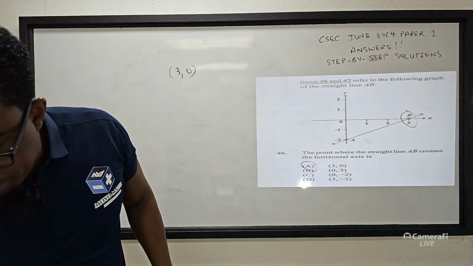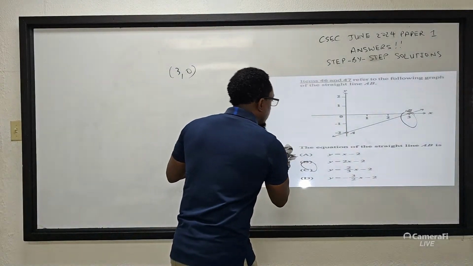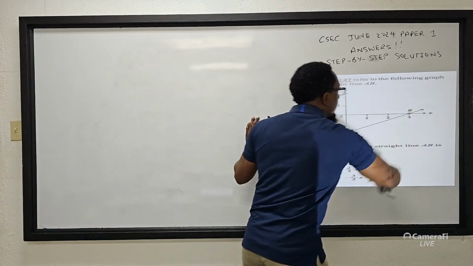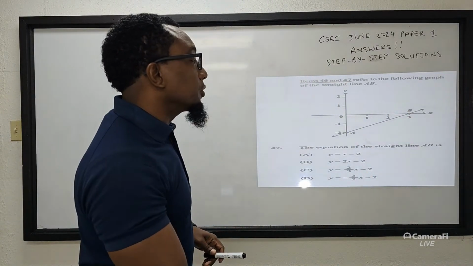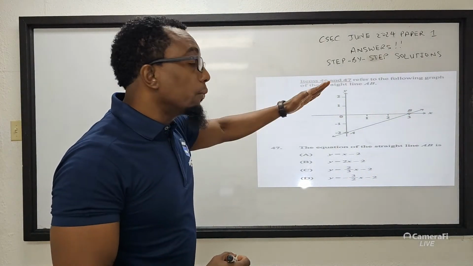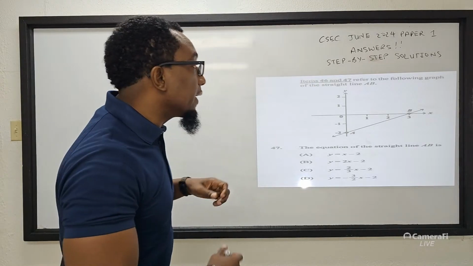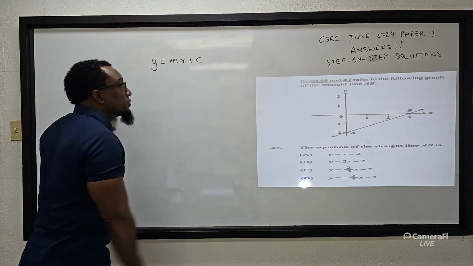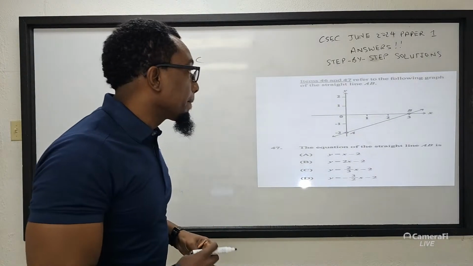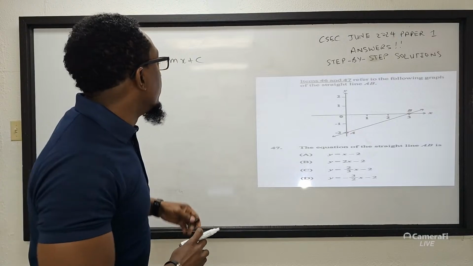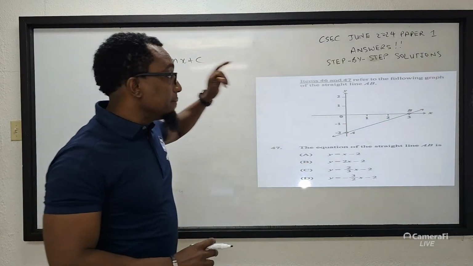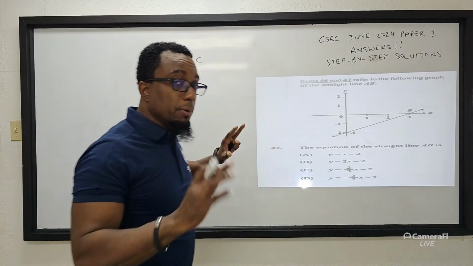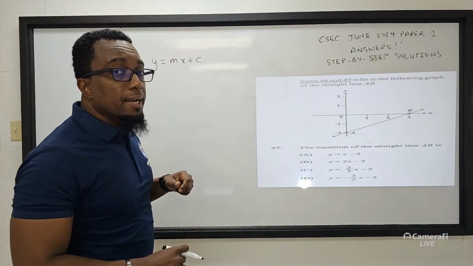Right, let's look at 47. So 47, still using the same diagram. The equation of the straight line AB is, we want to find the equation of that straight line. How do we find the equation of a line? We use the formula y is equal to mx plus c. That's the formula for the equation of a line. But we need to find the gradient of the line. And we already know where the line meets the y-axis, the y-intercept c. We know c automatically is negative 2. So we know we're going to replace c with negative 2. But we need to find the gradient.